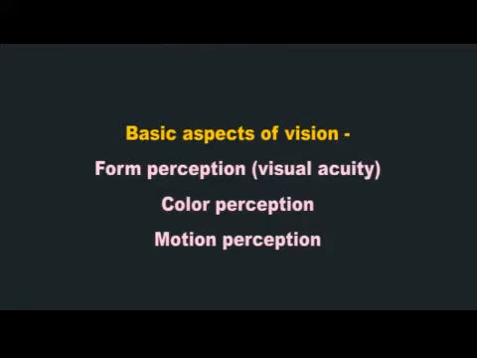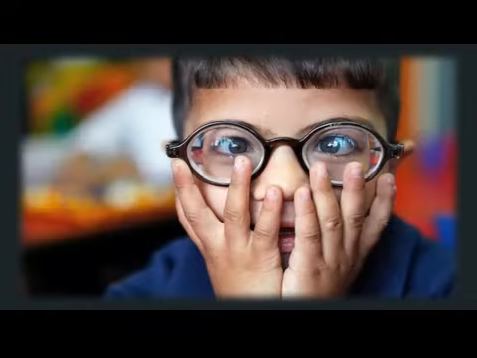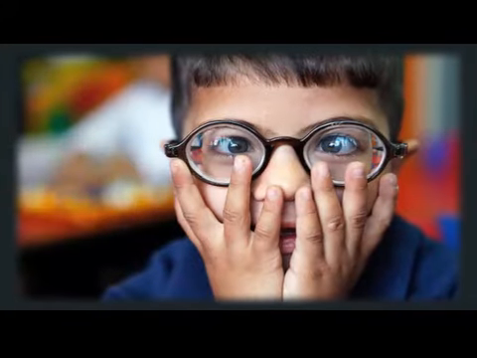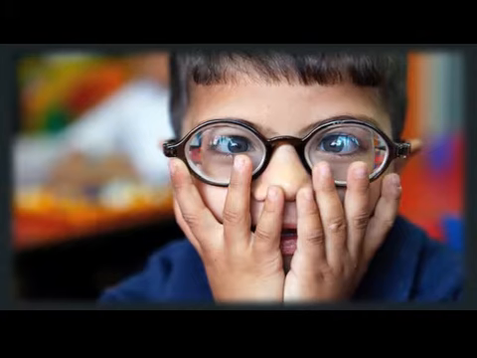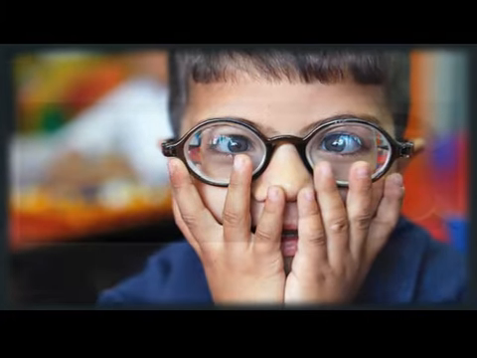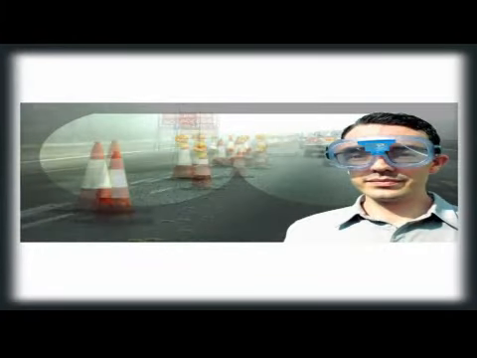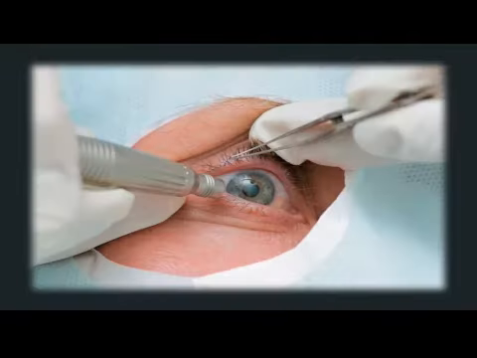There are several basic aspects of vision such as form perception, color perception and motor perception. Vision impairment is loss of some aspect of vision and can occur as the result of a problem at any point along the visual pathway. Some vision impairments may be easily corrected with glasses, surgery or other medical interventions. Other vision impairments may not be correctable.